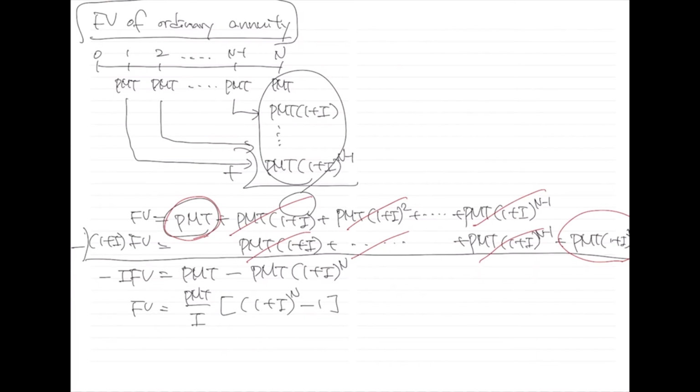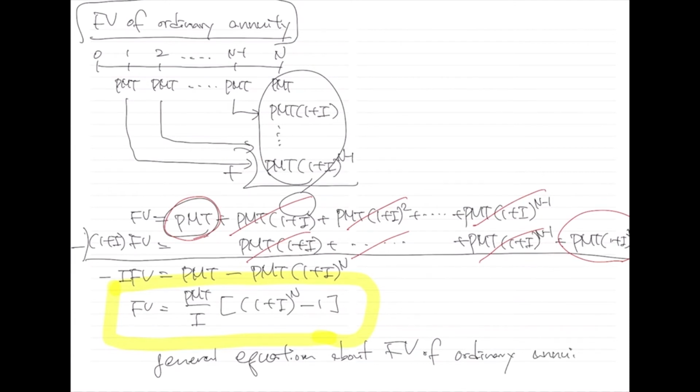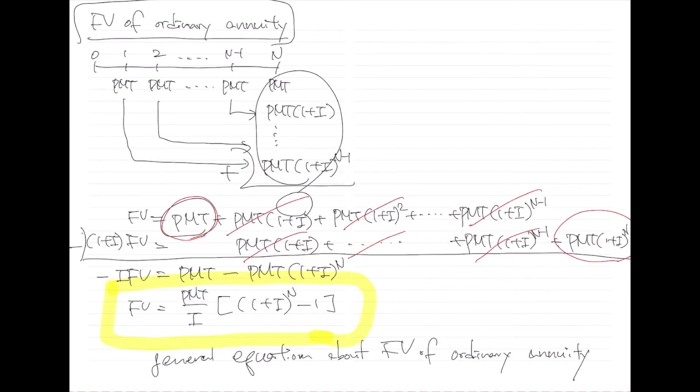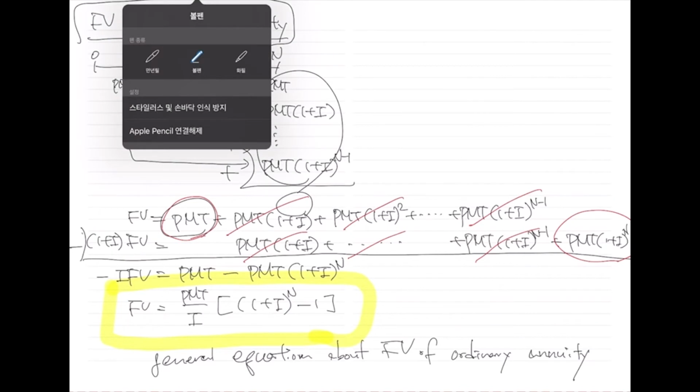Yeah, this is the general equation about future value of ordinary annuity, right? Here is too complex, right? But do you remember the geometric sequence, the 등비 수열의 합? Yeah, it can write down like this.